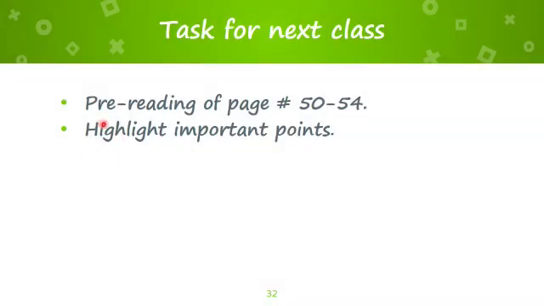Here is a task for the next class, which is pre-reading of pages 50 to 54 and highlighting important points. This is a very important point. You need to highlight the important points just for your benefit, so that whenever you open your book, you know these are the points I need to give more attention. Okay, so don't forget to highlight the important points. And while you're reading, try to make short questions. Try to think like a teacher and take out as many short questions or MCQs as you can from your chapter.